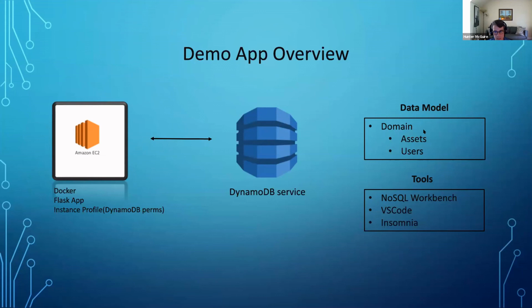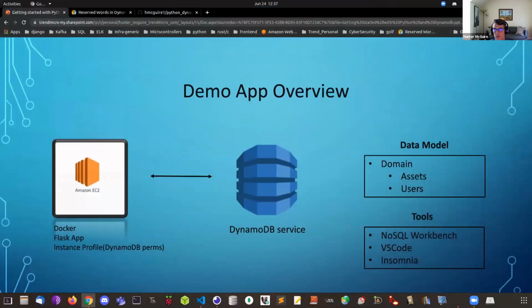The tools I'll be using: NoSQL Workbench, which I mentioned earlier, is a really great tool for working with DynamoDB, both locally and the service itself. VS Code, I don't have to explain that, and Insomnia. Insomnia is a really awesome application from Kong, the people that make Kong Gateway and Kuma Mesh. It's like Postman, but way more simple and intuitive. So I'll be using that. So let's go ahead and drop over to that really quickly.